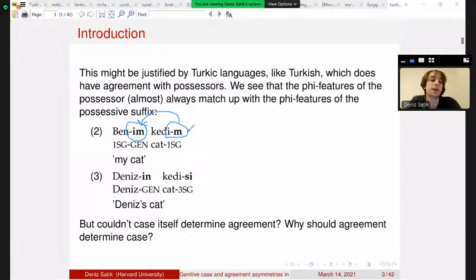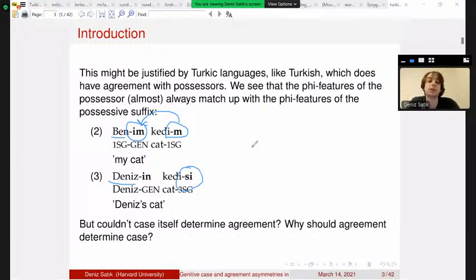And what is crucial here is that the phi features of the possessor would match up with the phi features of the agreement suffix. So in kedim, the kedim has first person singular agreement, and that matches up perfectly with the phi features of the possessor. Unfortunately, that's not always going to be the case. But in 3, we see the same thing. So we see the third person singular suffix here, and the possessor also has third person singular features.